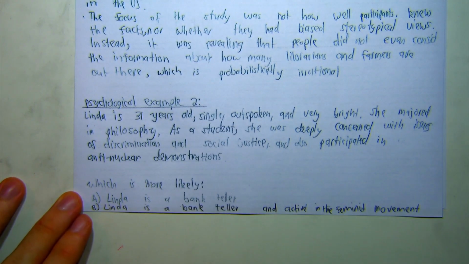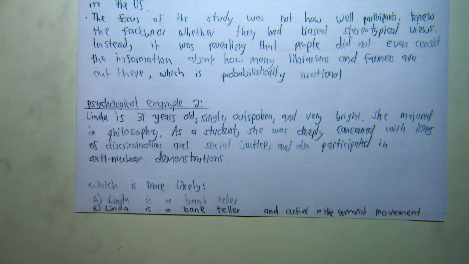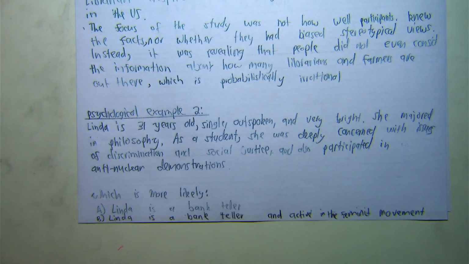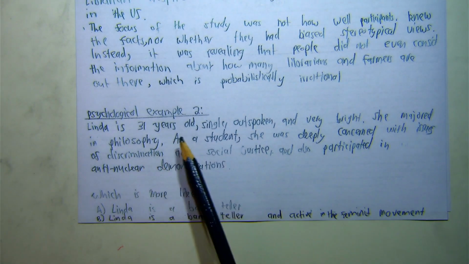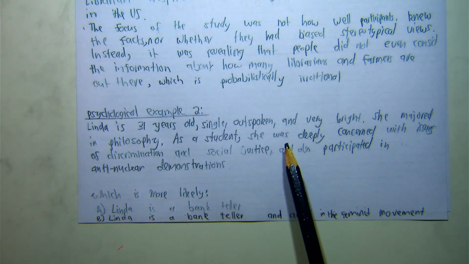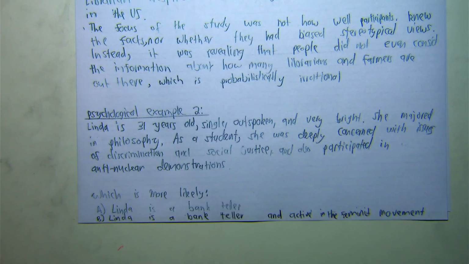Oh, I don't want to position you before. I'll just show you the example and then we'll talk about the example. Okay, Linda is 31 years old. She's single, she's outspoken, and she's very bright. She majored in philosophy. As a student, she was deeply concerned with issues of discrimination and social justice, and also participated in anti-nuclear demonstrations. Which is more likely? A, Linda is a bank teller, or B, Linda is a bank teller and active in the feminist movement.